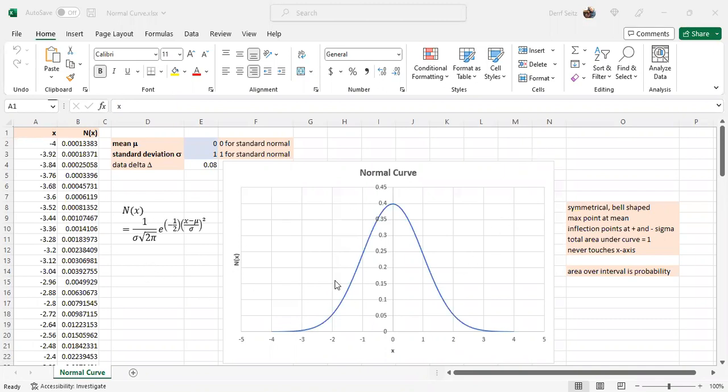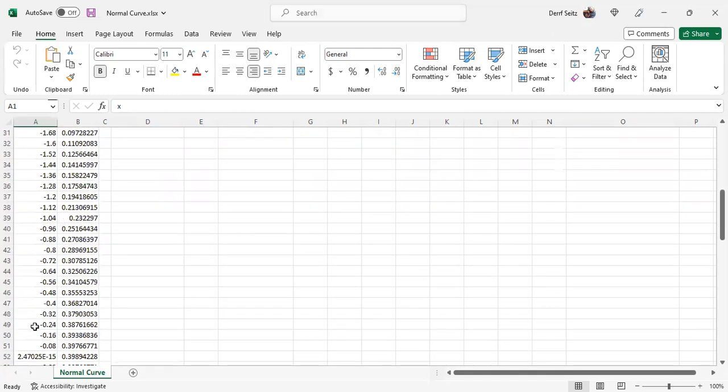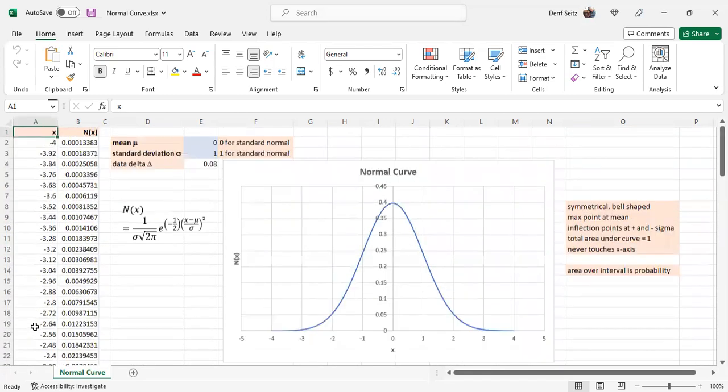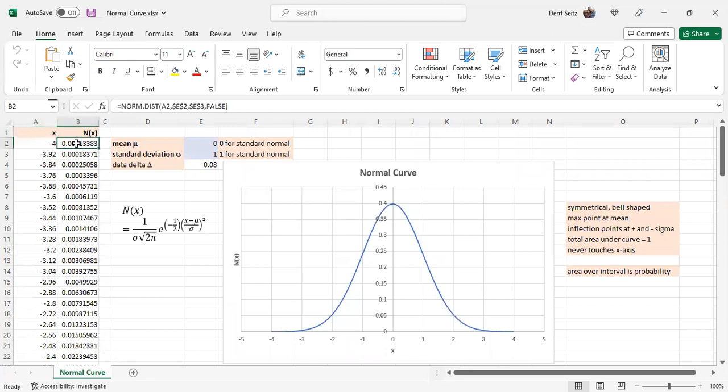You see here a graph of what's called the normal curve. And over here is the function formula for this function. On the left here are x values, 100 of them. If we scroll down, there's 100 of these x values, and then function values at each of those x values.